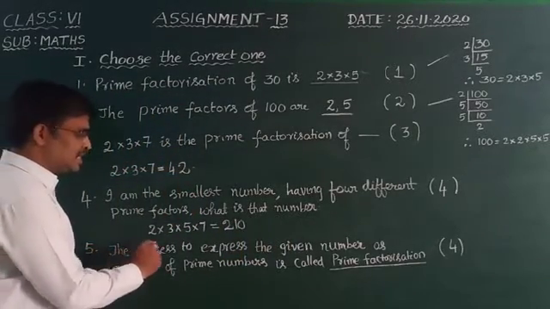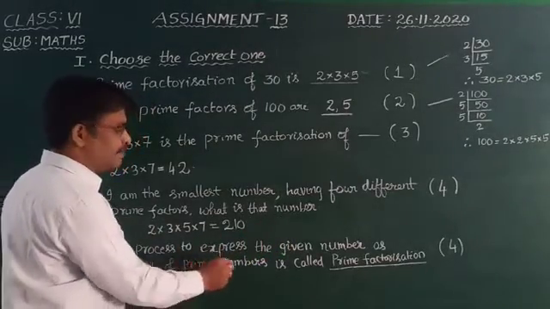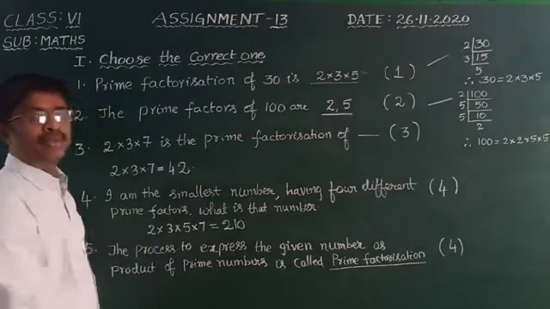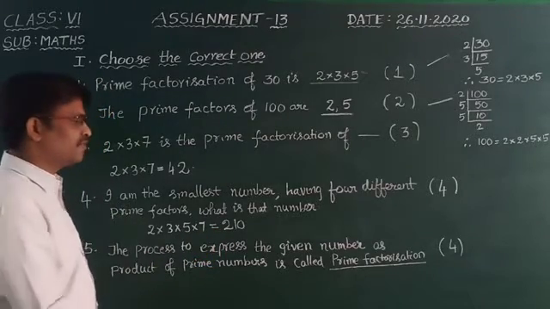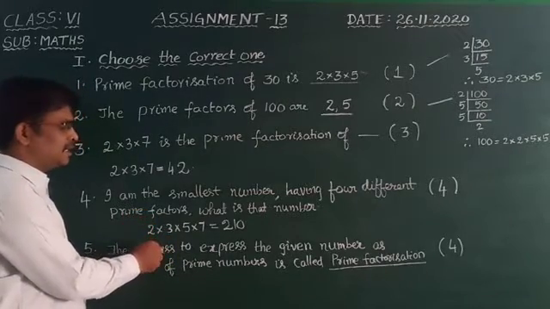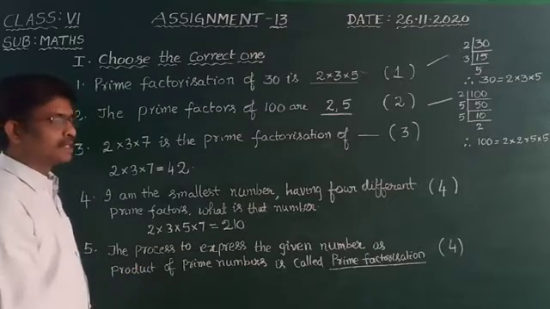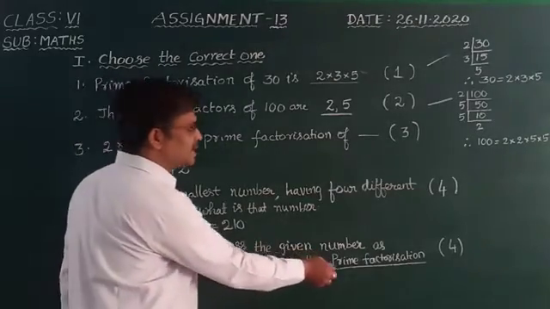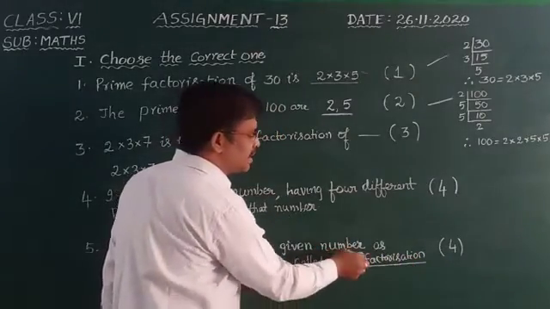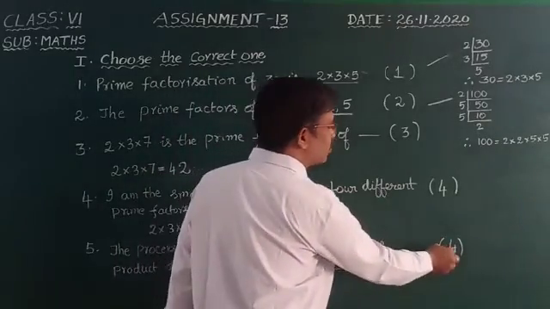Next, last one. The process to express the given number as a product of prime numbers is called dash. It is the direct definition of prime factorization. If we take a number and proceed to express it as a product of prime numbers, that method is prime factorization. That is the reason the process is also known as prime factorization. And the correct option is 4.